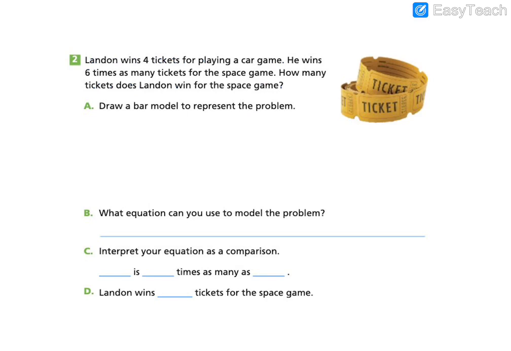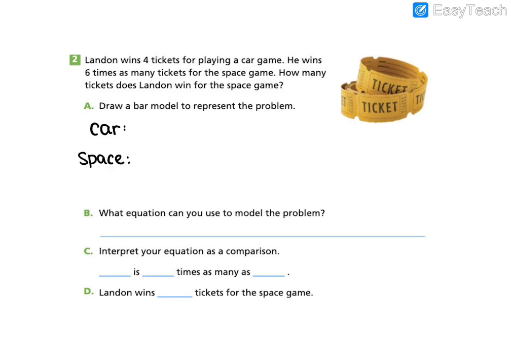Okay, go ahead and turn to problem 2. Landon wins 4 tickets for playing a car game. He wins 6 times as many tickets for the space game. How many tickets does Landon win for the space game? We're going to use a bar model to represent the problem. Okay, so I always like to start by labeling. We have a car game and we have a space game.